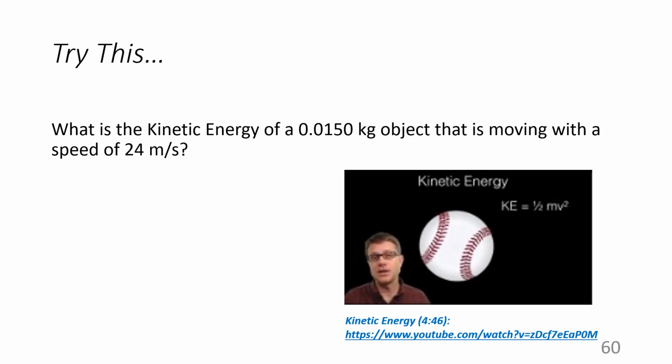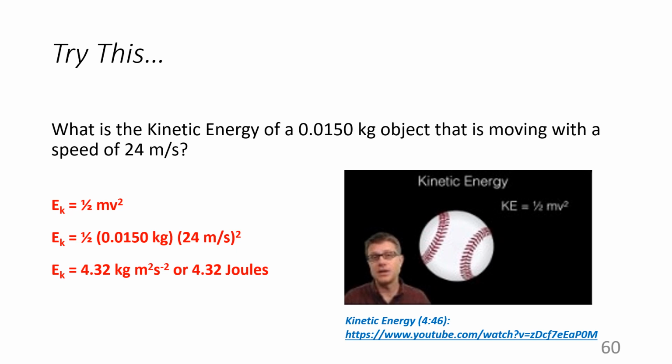In this problem, you're asked to calculate the kinetic energy of an object that has a mass of 0.0150 kilograms and a velocity of 24 meters per second. So you'll take the kinetic energy equation. Kinetic energy equals 1/2 of mass times velocity squared. Plug in the mass, plug in the velocity, and the result is 4.32 kilograms meters squared per second squared, and that derived unit is a joule, 4.32 joules. For more help with kinetic energy problems, check out the video linked here.